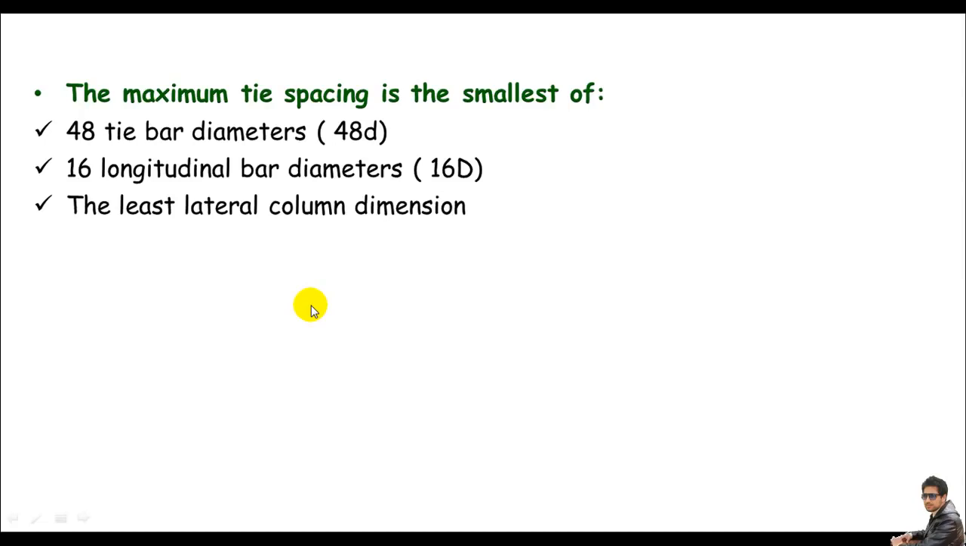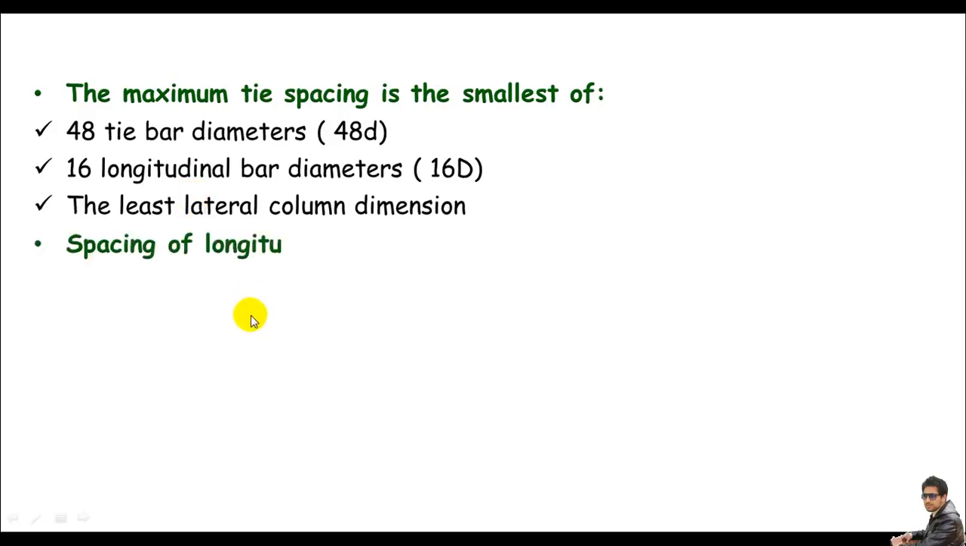Of course, the length is always greater than both dimensions of its cross section. And this is a square column, so the cross section is uniform, right? One side and another side are equal. So the maximum tie spacing is the smallest of these 3. These are good requirements, I like them.